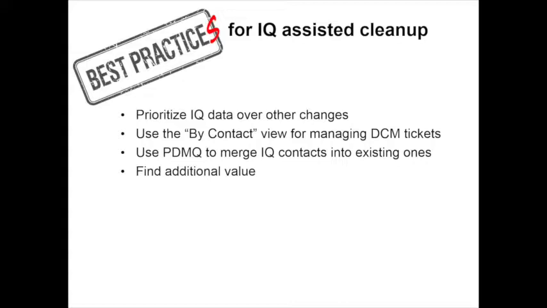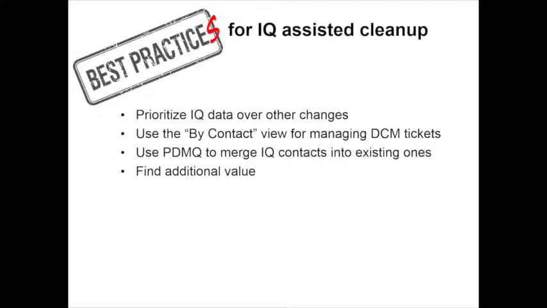And then utilize PDMQ to merge your IQ contacts into existing ones. So if we get a new contact that comes from IQ and maybe it didn't match up with one that existed in the database for whatever reason, or maybe it's a new job, but same person and same phone number, let's get those together and merged up, and therefore we can add that value quickly. And then find your additional value.